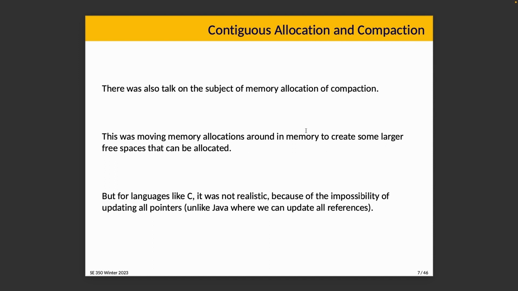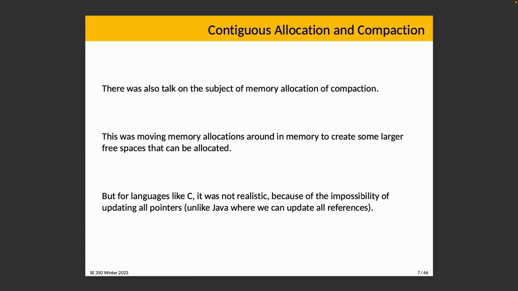There was also talk in memory allocation about the idea of compaction. That was, can we move memory allocations around inside of memory to make more space, right? To have a larger contiguous free space that could be allocated. So this turns out, of course, to be very expensive in memory, and turns out to be kind of painful in a way that we would not like to do it. In languages like C, it's not really possible. In something like Java, we could do it because of the runtime garbage collector's stop-the-world semantics.